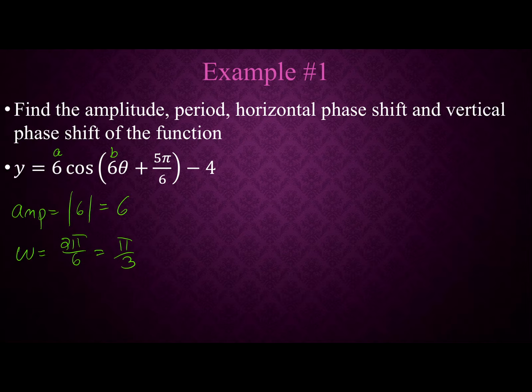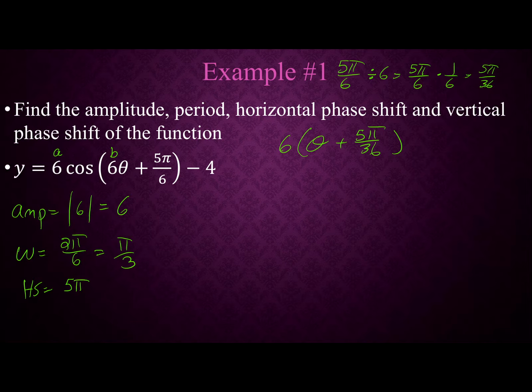As for the horizontal shift, that's going to be based on factoring this 6 away from theta and the 5 pi over 6. And again, when we're factoring, we're dividing, so we're doing 5 pi over 6 divided by 6. When we divide with fractions, you multiply by the reciprocal. So it's 5 pi over 6 times 1 over 6, which is 5 pi over 36. That's what will go on the inside. So that's our horizontal shift, 5 pi over 36, and we're going to the left.